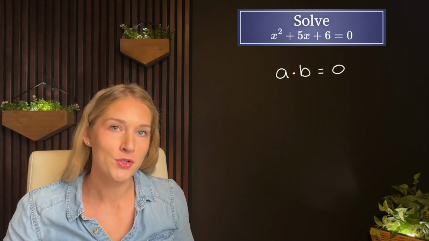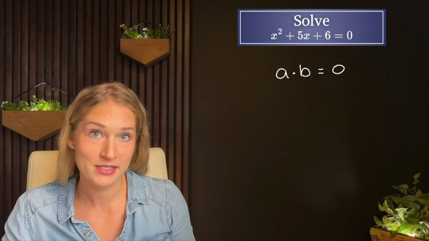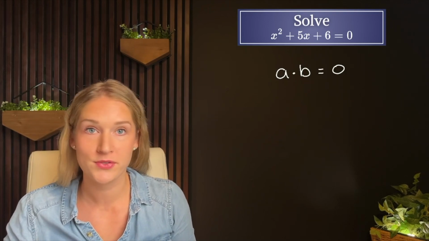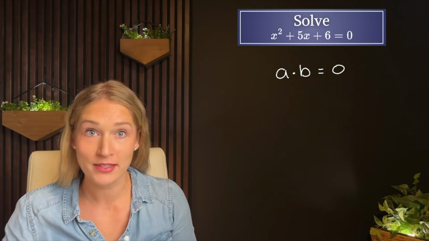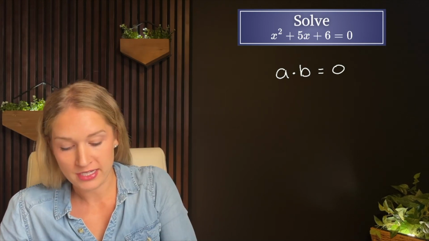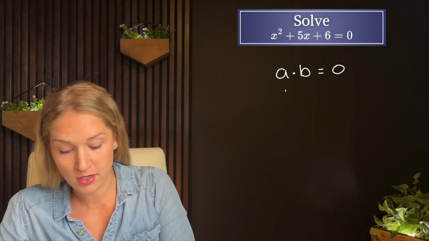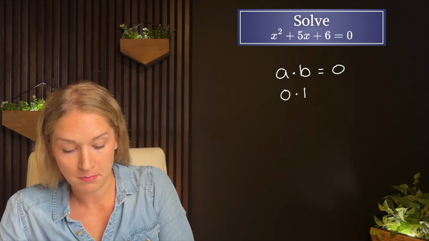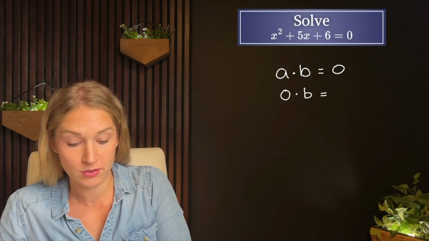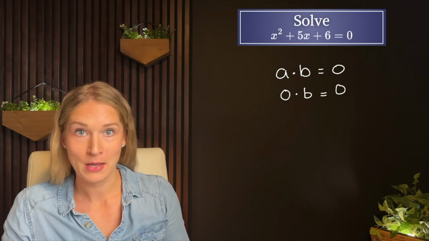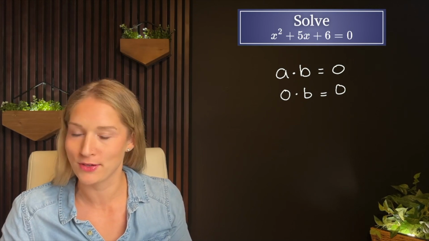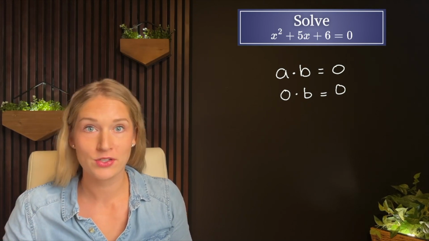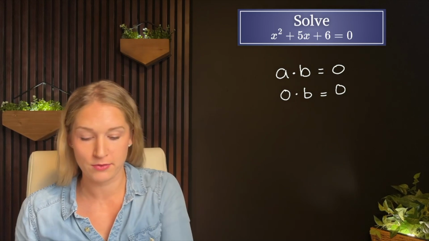Now, if you're multiplying two things together and you get 0, you know that one of those two things has to be 0. We don't care which one, as long as at least one of them is 0. So for example, if my A is 0, I end up with 0 times B, and that will give me 0. I don't care what B is, because when I multiply whatever that number is by 0, I get 0. So my first answer comes from that first factor being 0.